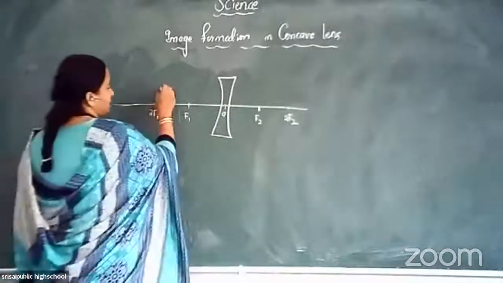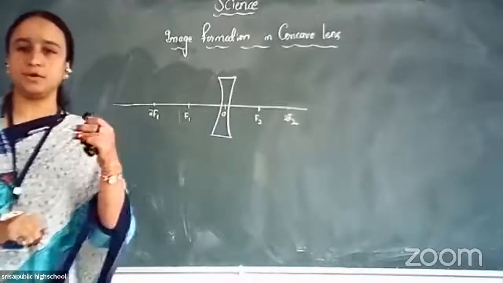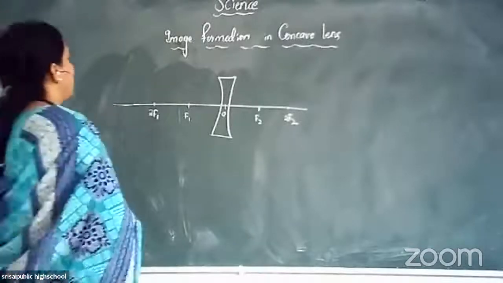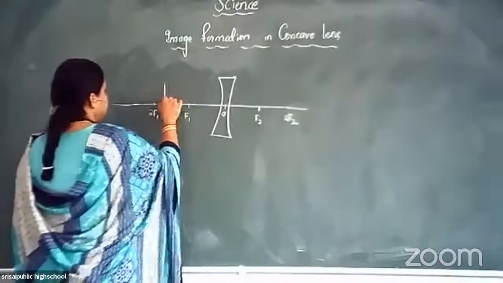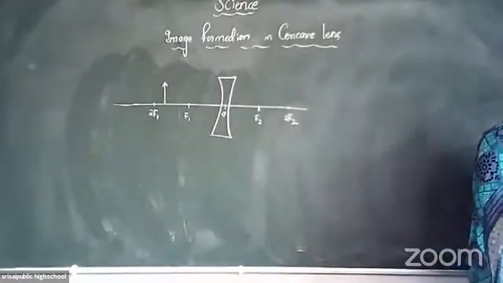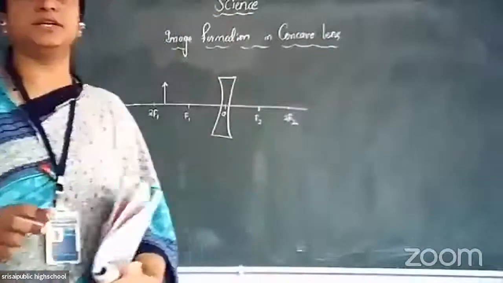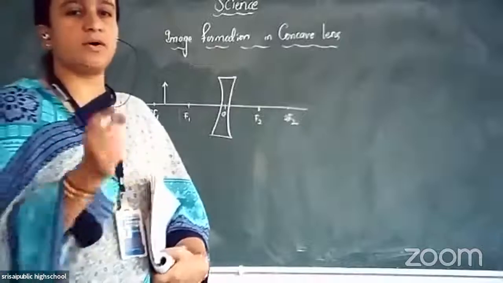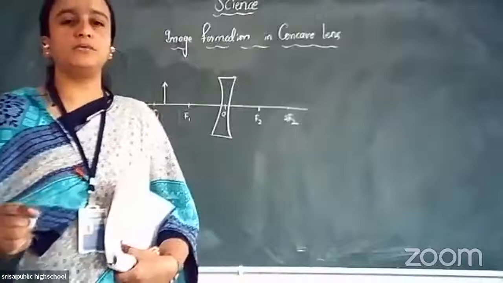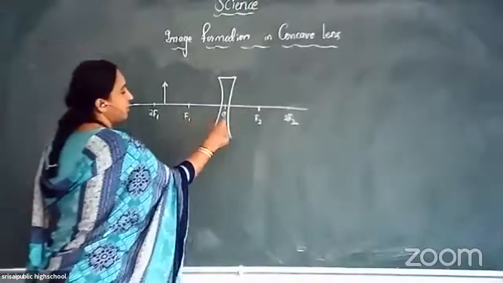See the diagram. See the tabular column. I am going to imagine the object between 2F1 and F1. That means it is at a finite distance. Just see the textbook. I am imagining between 2F1 and F1. So where is the possibility of getting the image? In this case, always at a finite distance, you are imagining the object means you are always going to get the image between F1 and your optical center.